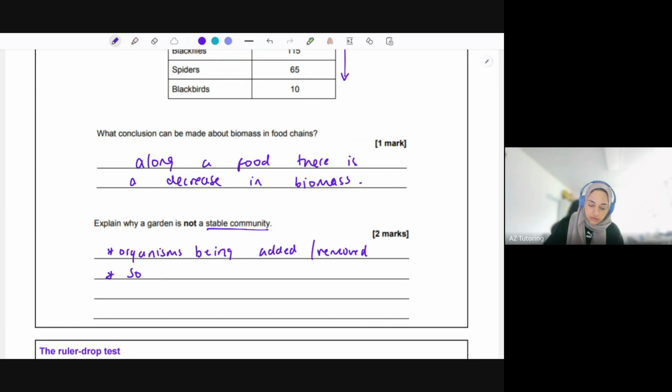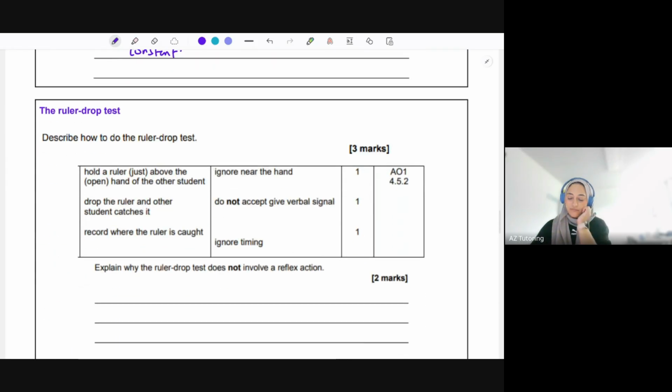So you say the population sizes are not constant. Remember, the definition of a stable community is where the population sizes just stay constant and it just remains constant. But for that to happen, nothing could come in and out of that community. So that's what that's referring to.